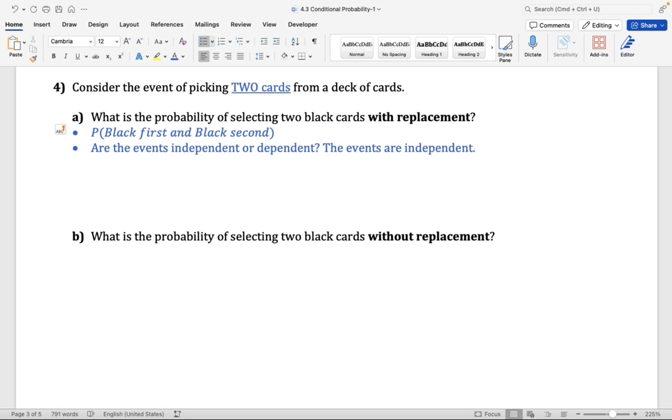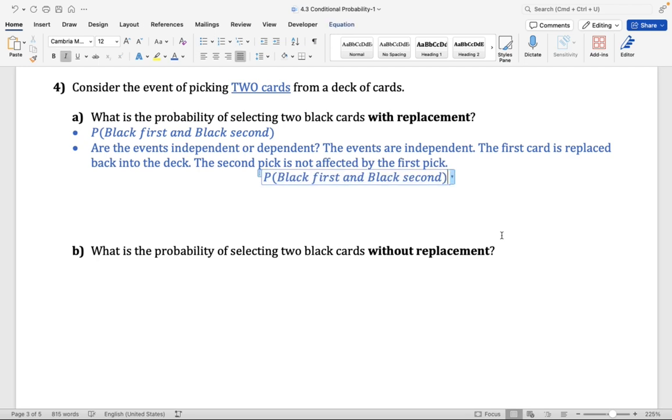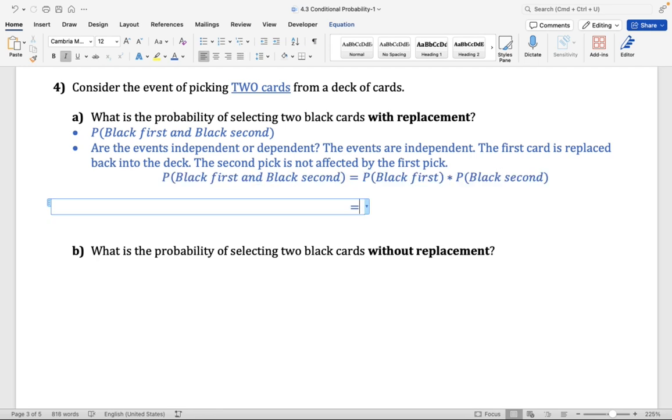Why? Because the first card is replaced back into the deck. That means that the second pick is not affected by the first. That means we can use the multiplication rule. The probability of black first and black second is equal to the probability of black first times the probability of black second.